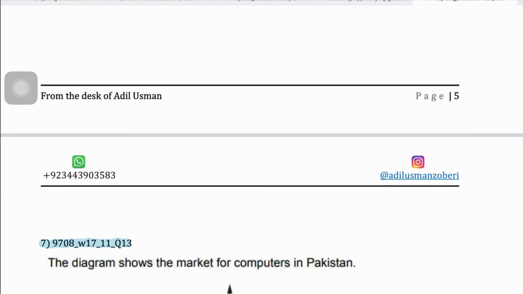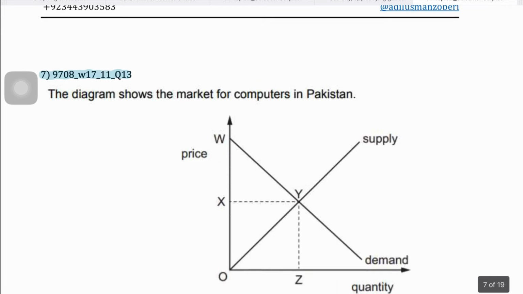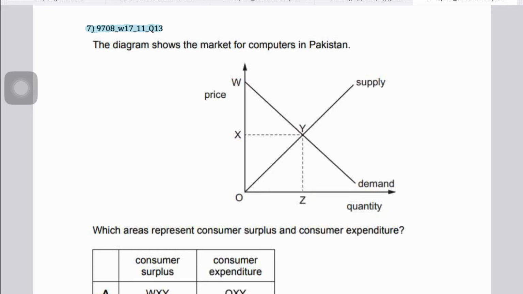Moving forward, we have question number 7, which says the diagram shows the market for computers in Pakistan. Which areas represent consumer surplus and consumer expenditure?